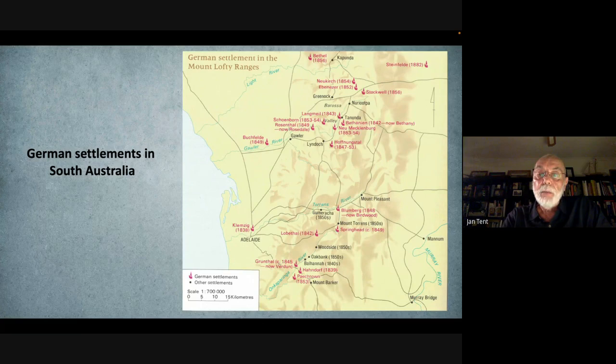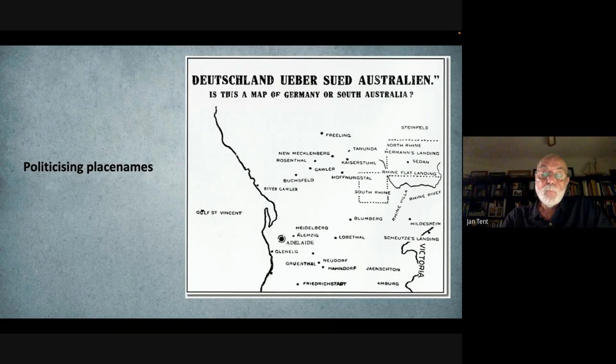But during the First World War, this map was produced. And this shows you how place names can be politicized, because it says here Deutschland über Südostralien. So is this a map of Germany or South Australia? That is sending a very, very strong message to whoever sees this poster, that people are not happy with these German names. This poster was made during the First World War.